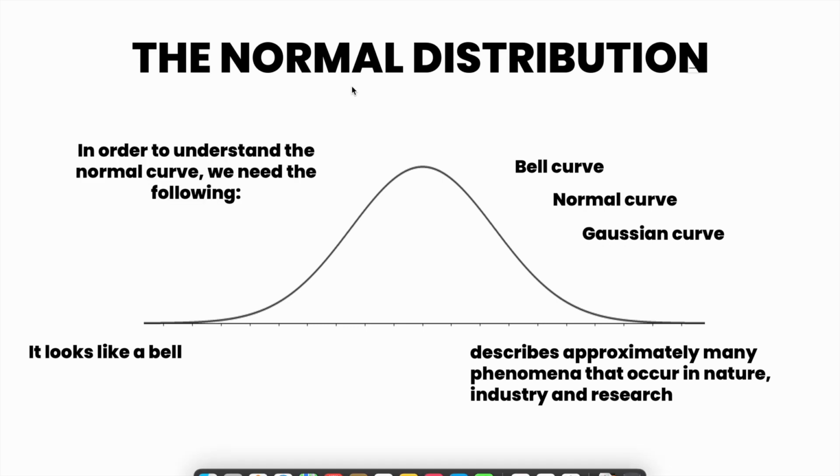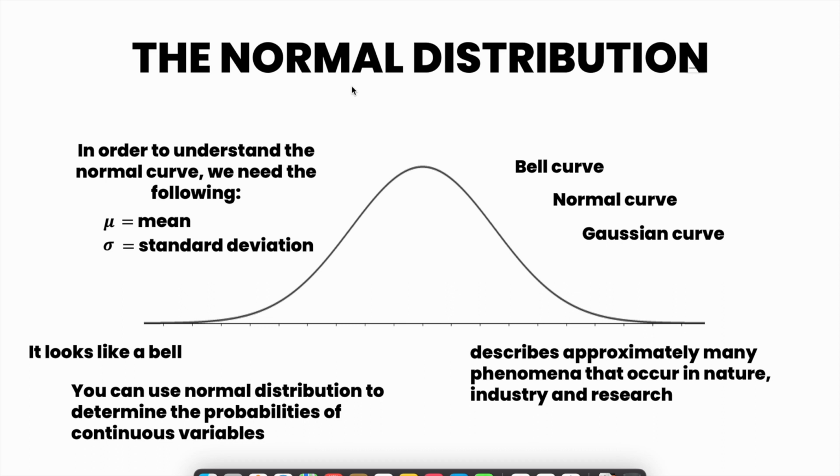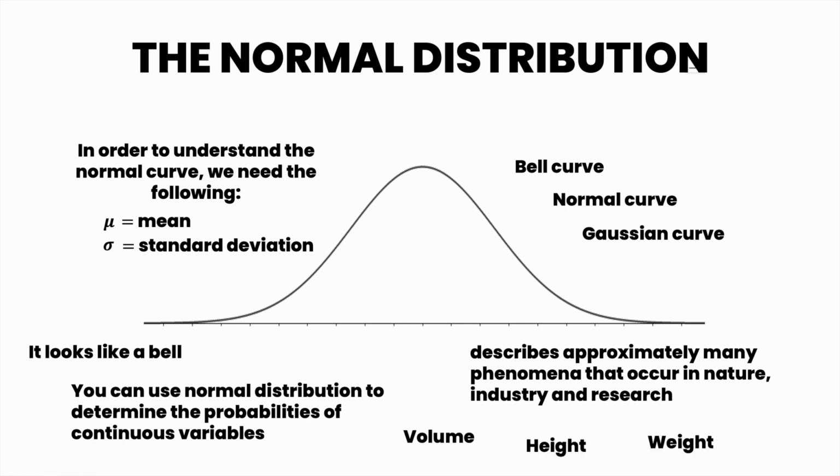In order to understand the normal curve, we need the following symbols. We use this Greek letter mu. It stands for the mean. And also, a Greek letter sigma to indicate standard deviation. You can use normal distribution to determine the probabilities of continuous variables such as volume, height, weight, and even the grades.